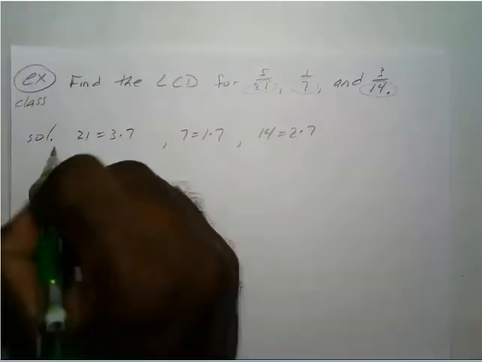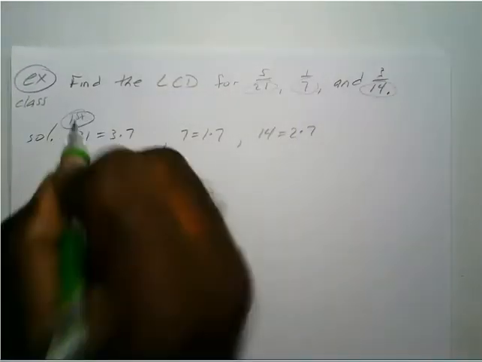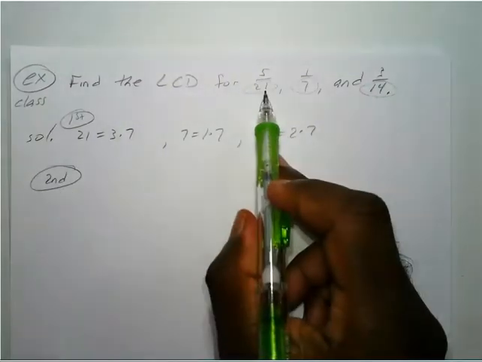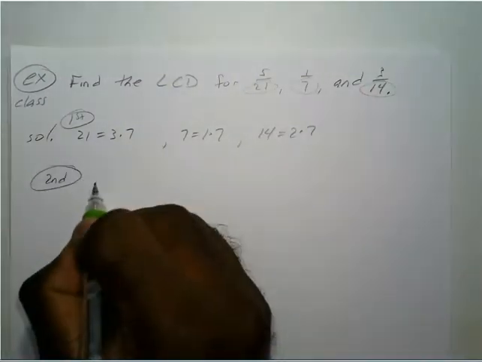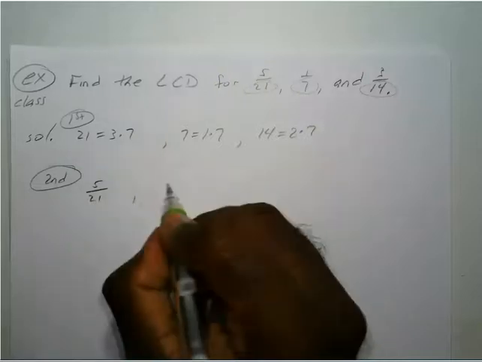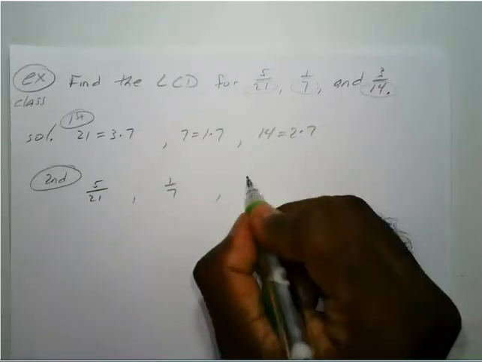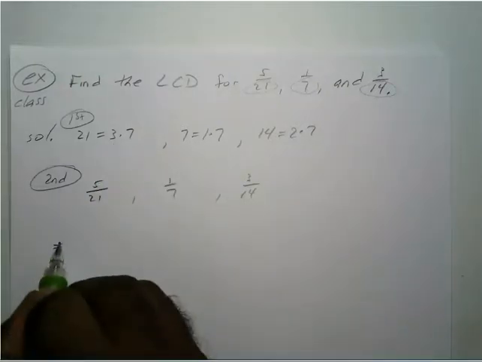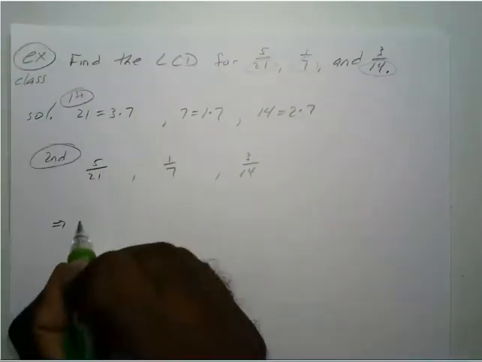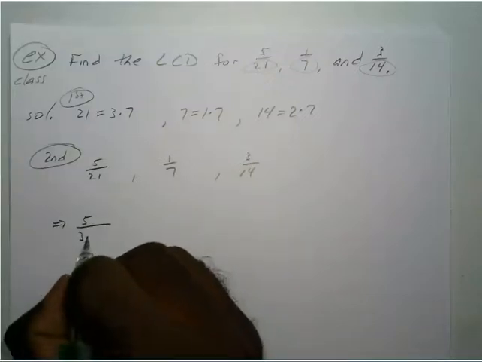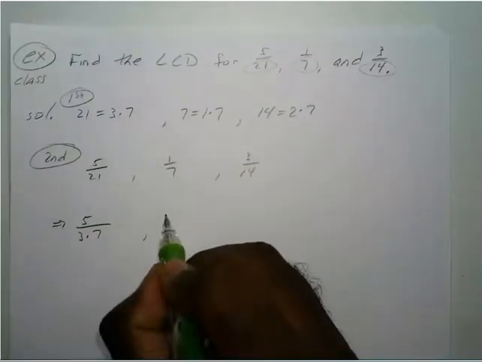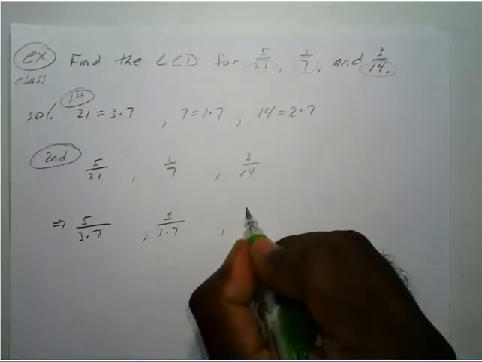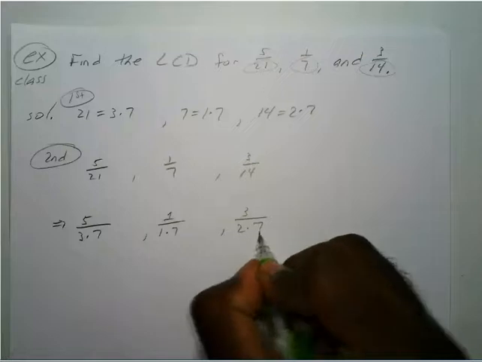Okay, now we go to the second step. So this was our first step, just factoring our denominators. Then our second step, we rewrite our fractions. So 5 over 21, 1 over 7, and 3 over 14, we're going to rewrite those with our factored denominators. Okay, so we have 5 over 3 times 7. We have 1 over 1 times 7. And we have 3 over 2 times 7.